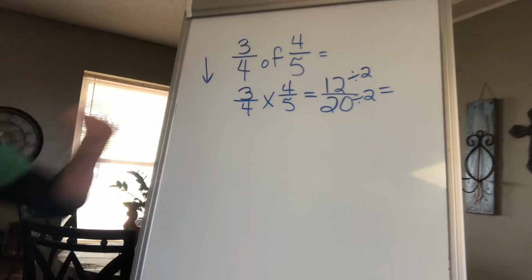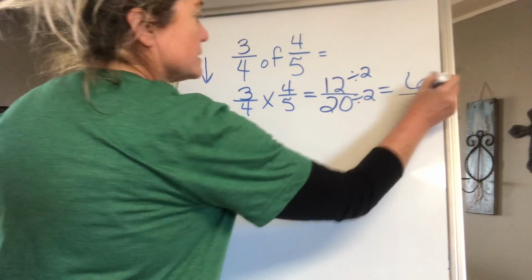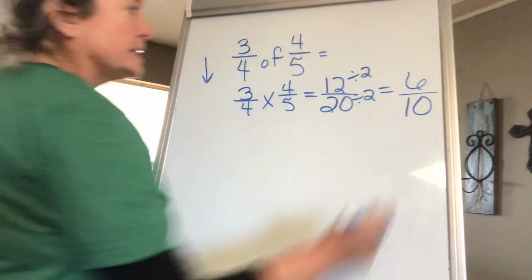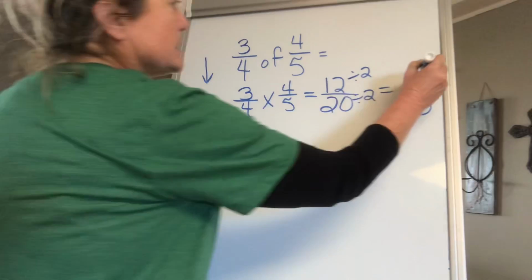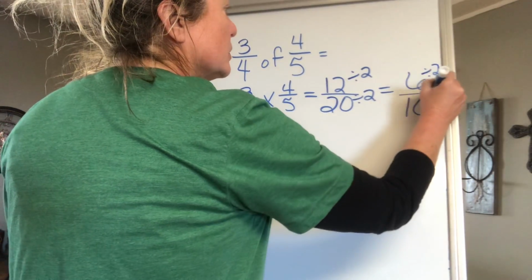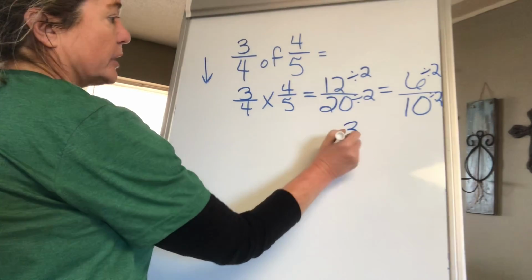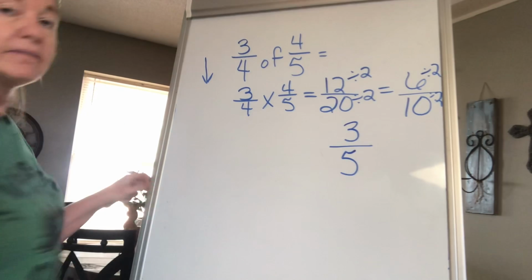So we have 12 divided by 2 is 6. 20 divided by 2 is 10. Now, we stop to look and see, okay, is this in simplest form? Again, they're both divisible by 2. 6 divided by 2 is 3. 10 divided by 2 is 5.